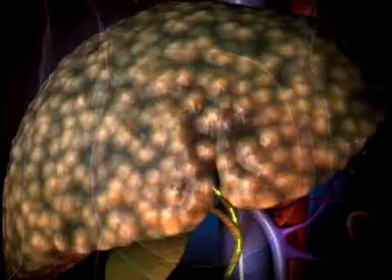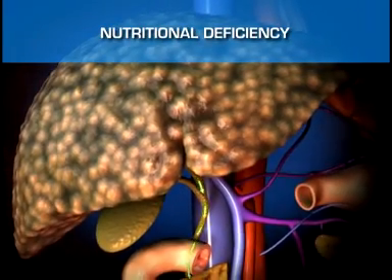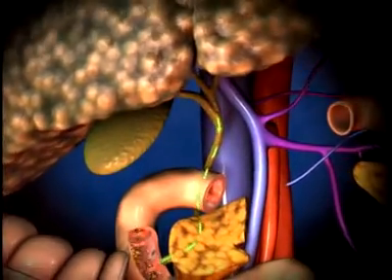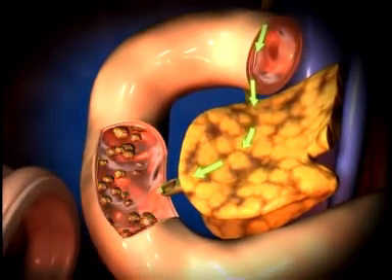Often there are no symptoms of cirrhosis until the disease is far advanced. One symptom is nutritional deficiency. As the flow of bile into the duodenum decreases, the small intestine is less able to digest nutrients.